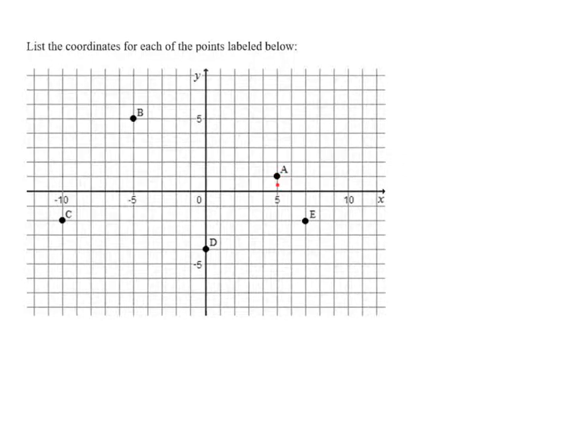if we look to see how far to the right that is from the origin, it's 5 units to the right. It corresponds with 5 on the x-axis. So the x-coordinate for A is going to be 5. Now we need the y-coordinate, and the y-coordinate tells us how high up we are, and we're up 1 unit from the x-axis, so that's going to be 1.